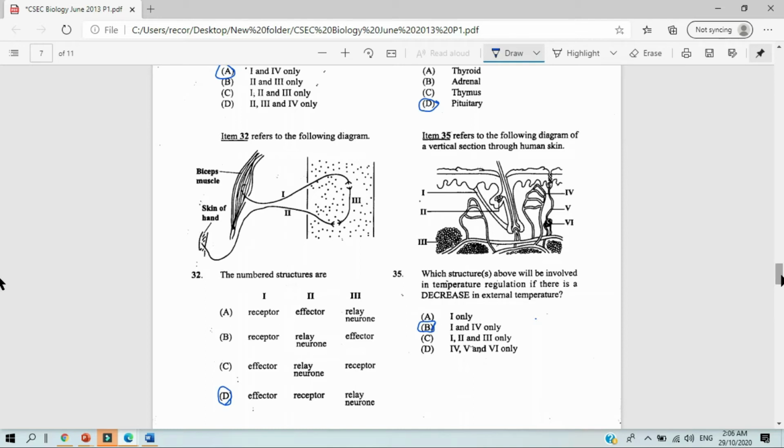Alright, so the hair follicle there, if the temperature was supposed to decrease, the hair follicle would need to be erect to trap air over the skin. So that makes 1 one of your answers. And of course 4, the blood vessels over there would sink deep into the skin to conserve or retain heat, keep the body warm. So our answer here, for 35, is going to be B.